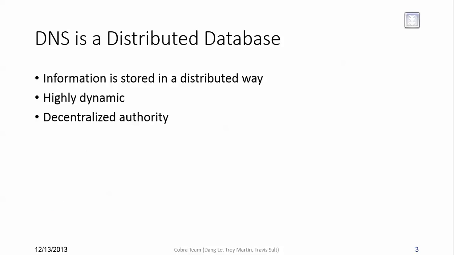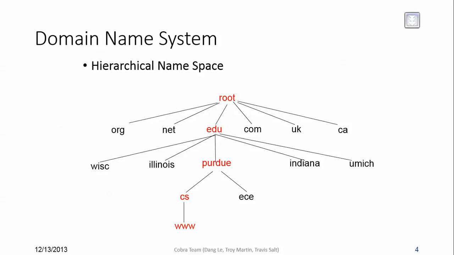DNS is a distributed database. Information is stored in a distributed way, highly dynamic, and with decentralized authority. This is the hierarchical name space of DNS.